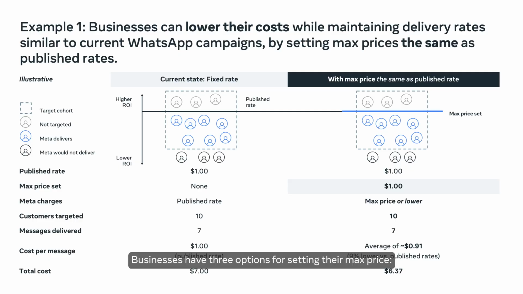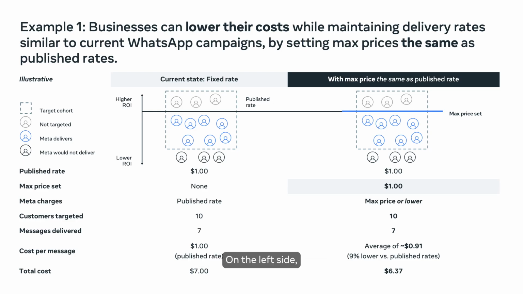Businesses now have 3 options for setting their max price: same as, lower than, or higher than the publish rate. Setting the max price equal to the publish rate is a no-regrets move. It can only help increase ROI. On the left side is the current state. Assuming the publish rate is $1, and if the business sends 10 messages, and if 7 are delivered out of them, the client is charged $7.